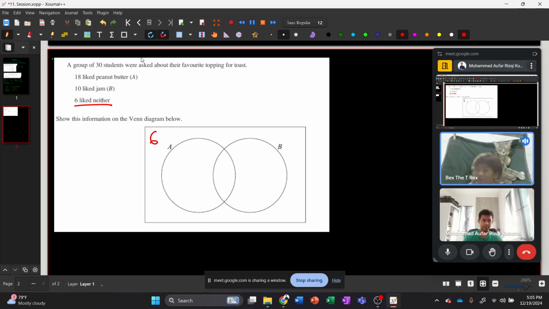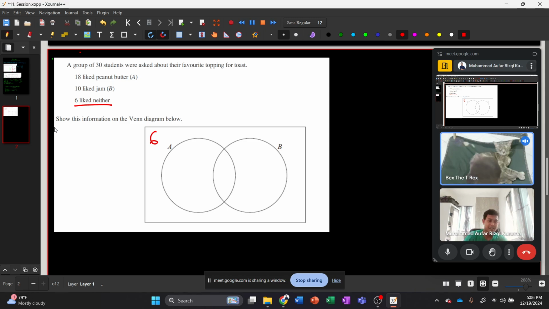Okay, this is now weird. What is it? It became 34. So 34, because it is mixed up, because there are students who like peanut butter and jam, and it is mixed up in this A and this B. So we have to determine first how many students like both peanut butter and jam.